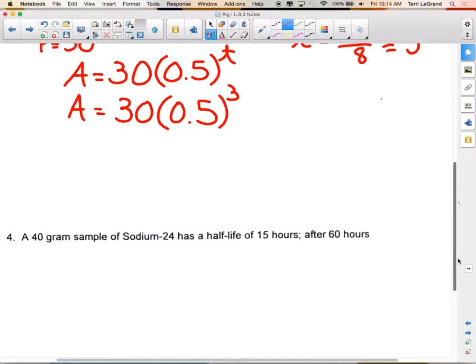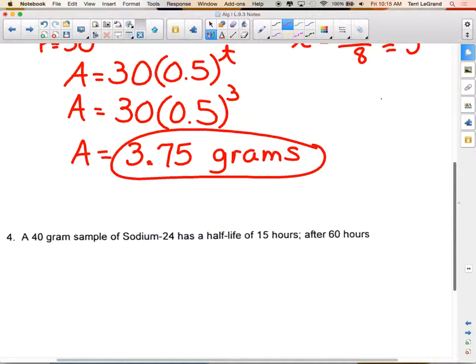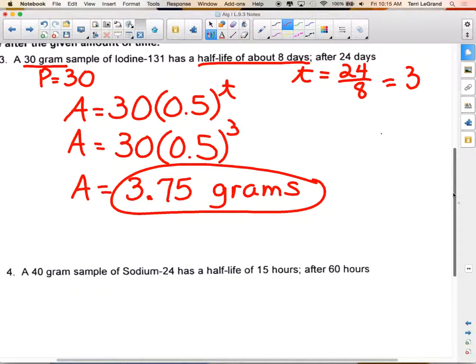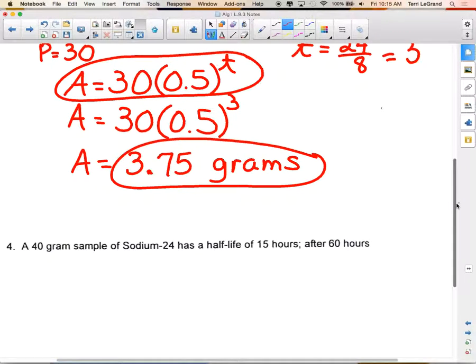How much is it? 3.75 grams, 3 and 75 hundredths grams. So this is our model for this one. The only thing that had to get replaced was the P because there is no R. The R is 0.5 and it's already been taken care of for us. So there's our model, and the second answer is 3.75 grams.